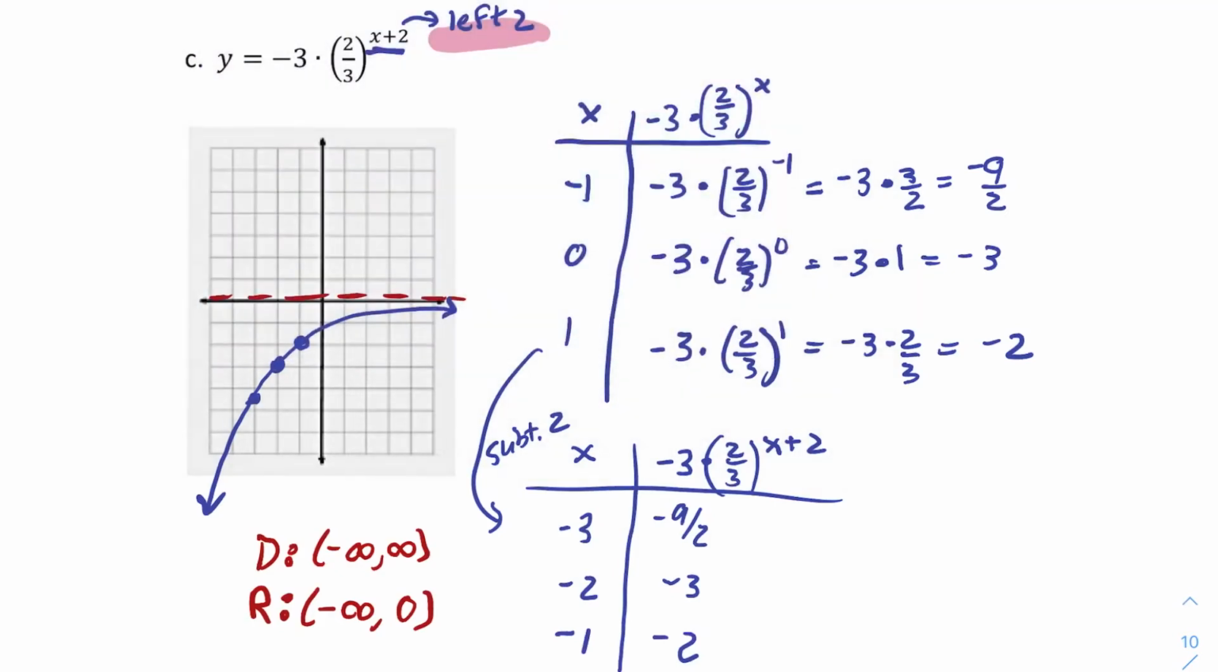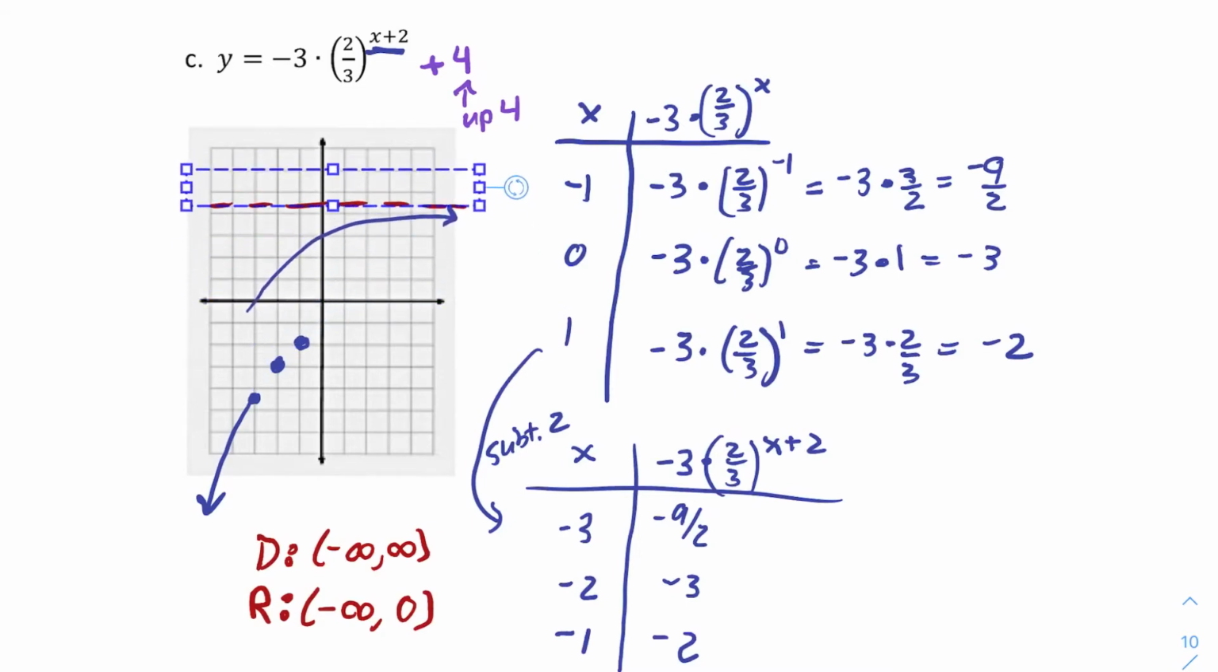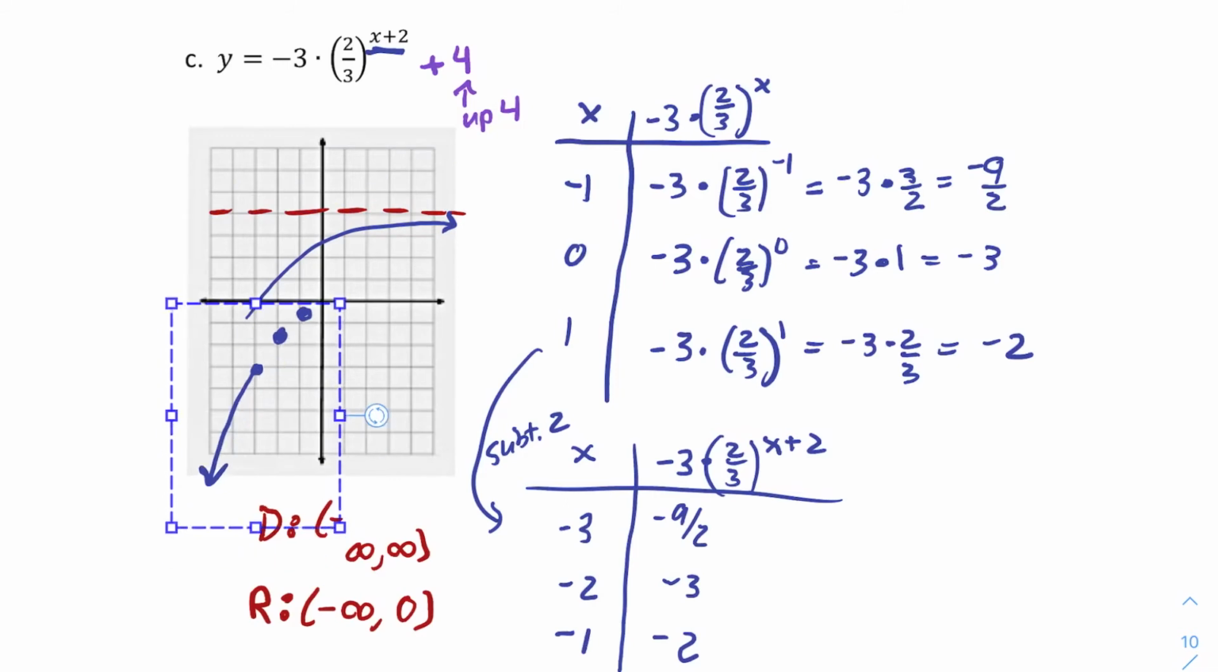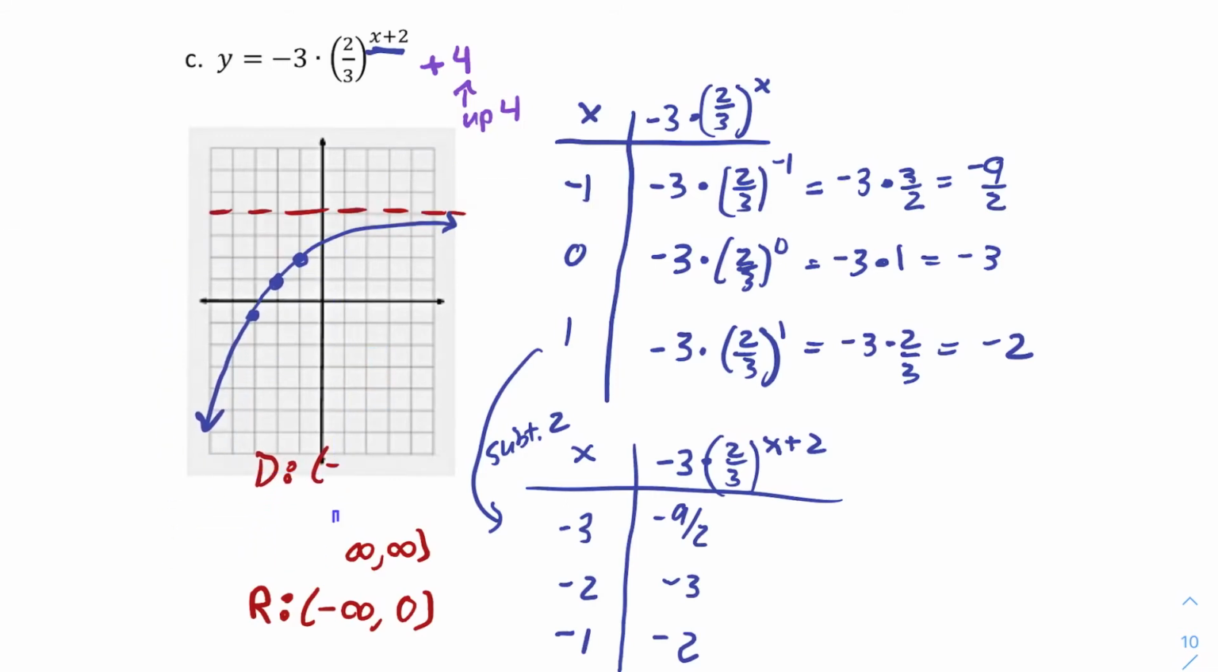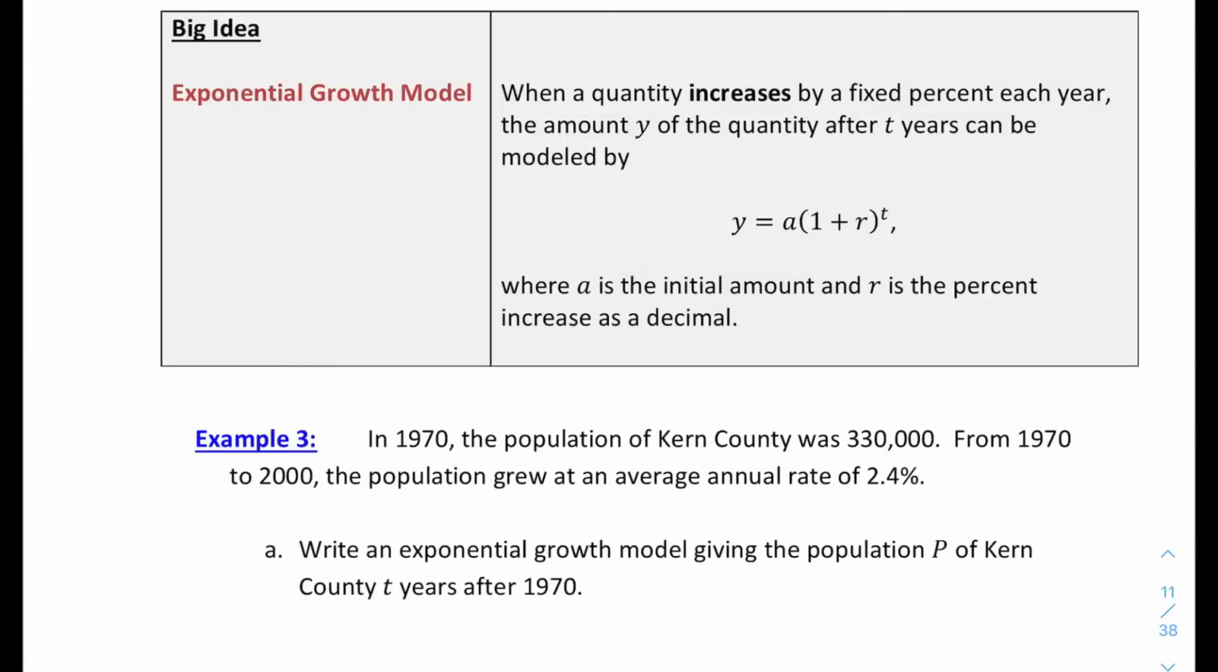Now, just as a quick little what-if sort of situation here, let's say that I had a +4 tacked on the end. That would mean it's moved up 4, which will translate your asymptote and all of the coordinates of your points up 4 as well. So your asymptote would be translated up 4 to the line y equals 4, and your range would be negative infinity to 4.